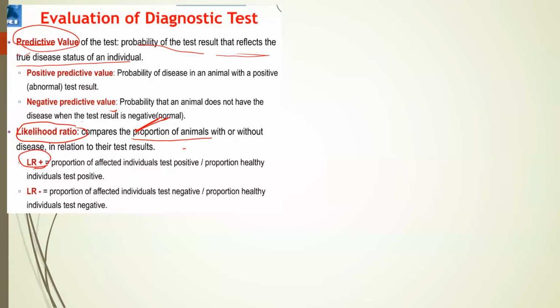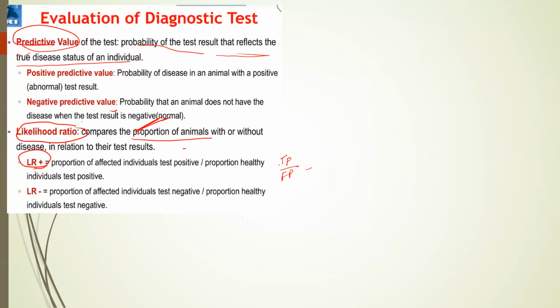Now, positive likelihood ratio is nothing but the proportion of affected individuals who test positive divided by the proportion of healthy individuals who test positive. So in other words, can you tell me what's the numerator? What is the proportion of affected individuals who test positive? They're nothing but true positives, right? And the proportion of healthy individuals who test positive is nothing but false positive, correct? Yes.